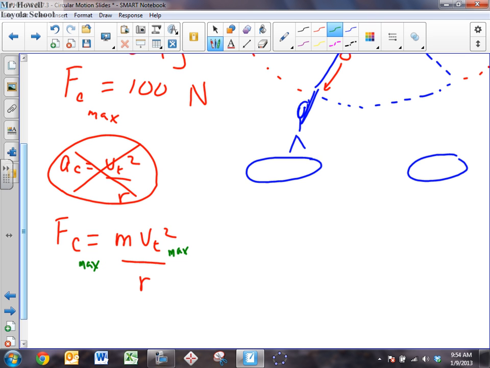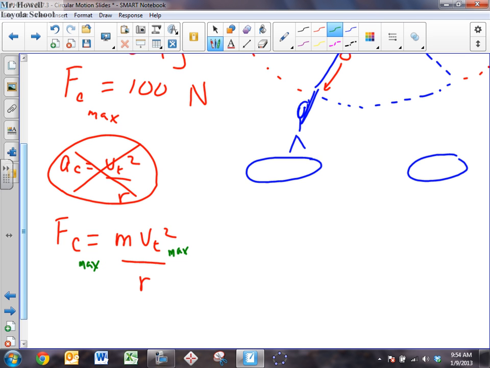If we're given FC max, we're trying to find VT here. We're trying to find VT. Now, solve it just as if you solved the last one, please. Move over the R, take the R, multiply it, take the M, divide, and then take the square root. So again, we're trying to find the maximum speed allowable for the person because we know the maximum force allowable. So the only thing we're looking for is VT.